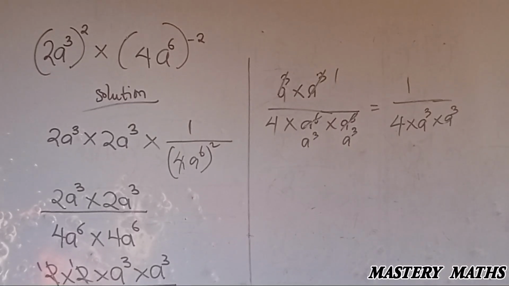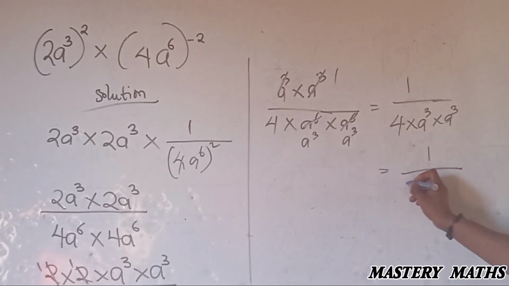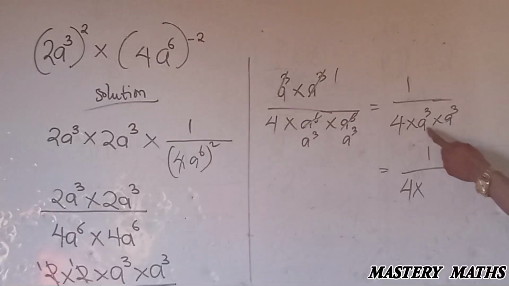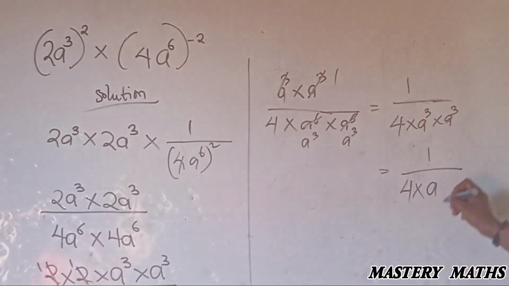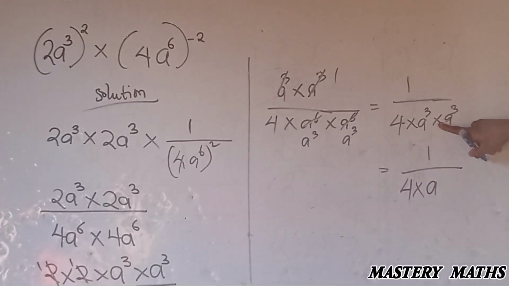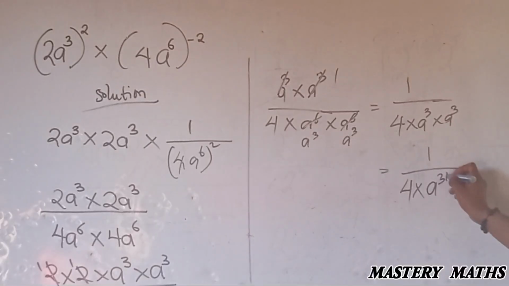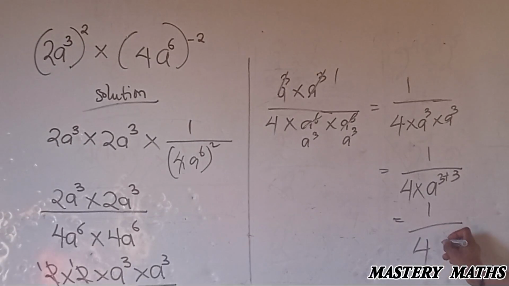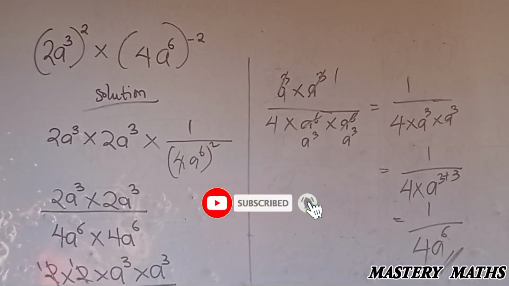Now, what you have left, we'll add together: 1 over 4 times a to the power of... according to the law of indices, since the a's are equal, we take one a. Since we are multiplying, we add the powers, which gives us 3 plus 3. This becomes 1 over 4a^6, which is our answer. Thank you.